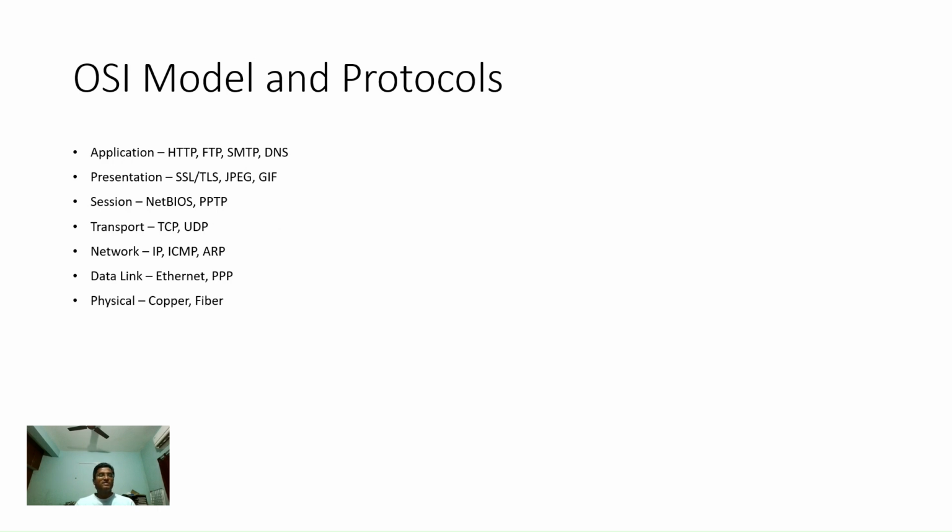And going ahead with the OSI model, the Open Systems Interconnection. We all know what comes under this: the application, presentation, session, transport, network, data link, and physical layers. Under the application layer, we have HTTP, FTP, SMTP, and DNS; the presentation layer has SSL and TLS. Under the session layer, we have NetBIOS; transport is TCP and UDP, network is IP, data link is Ethernet, and physical is copper and fiber. So these are the different OSI layers and protocols.